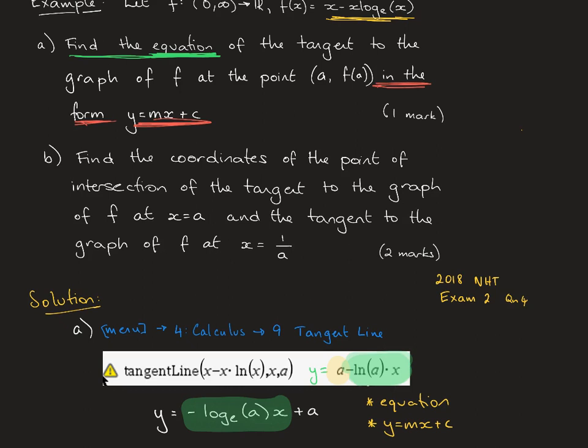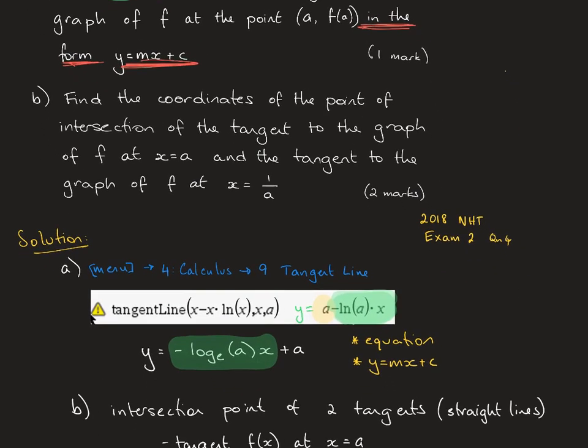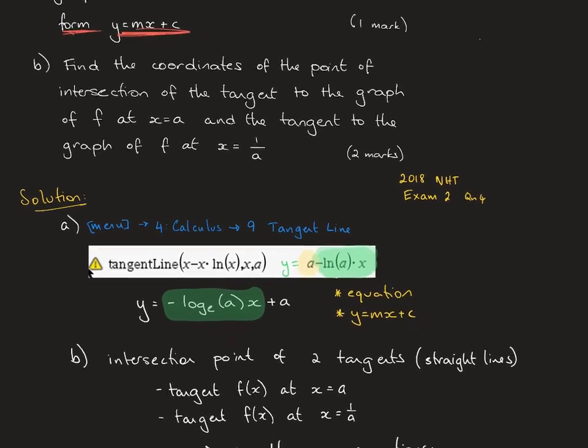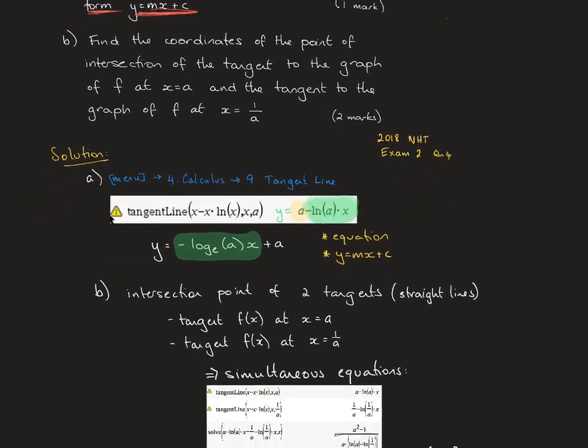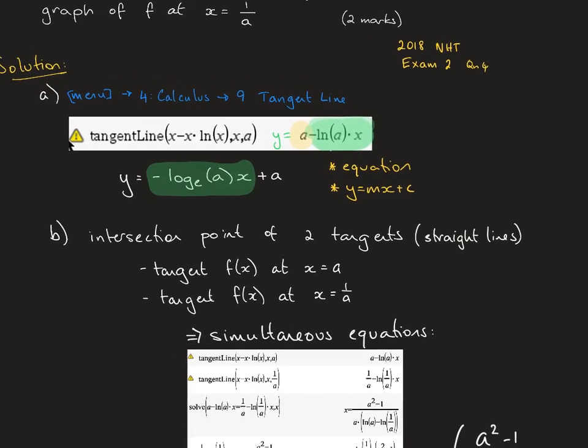And so the final part says find the coordinates of the point of intersection of this tangent and the tangent to the graph at x equals 1/a. So we've got the equation of the tangent line here for the first part. We need to find the second equation for the other tangent, and then find their intersection point. So let's just have a look at what we've got here.